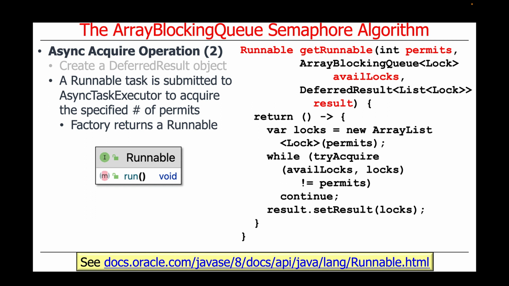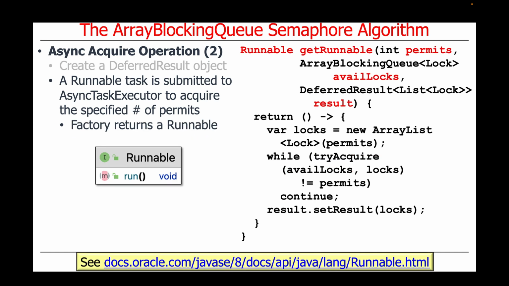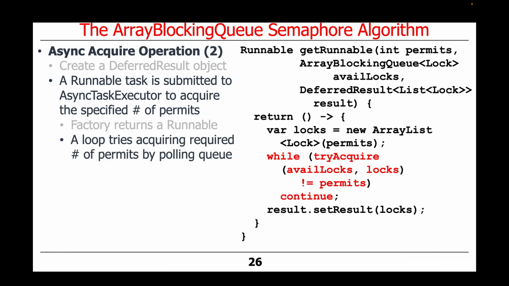As you may recall, a runnable is a functional interface that has a single method called run that takes no parameters and returns no result. The way we're going to use that in this particular example is we're going to have a loop that will try to acquire the required number of permits by polling the ArrayBlockingQueue passed as the avail locks parameter. While we have not achieved the number of permits, which are also passed as a parameter, we're going to keep looping, calling tryAcquire, passing in the available locks that we have in the ArrayBlockingQueue and the locks that we're trying to build. This will keep going until we get what we want. Let's go take a look at what tryAcquire does.